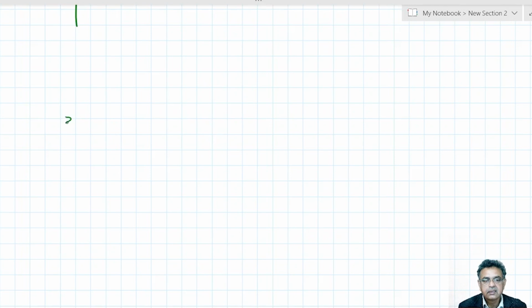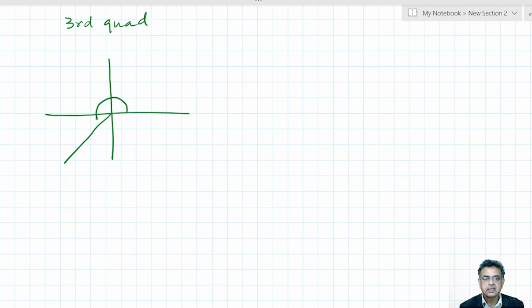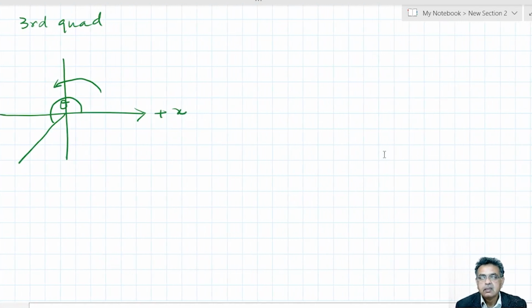In third quadrant, if a line is making an angle in third quadrant, this one, so this is the angle with positive x-axis and anti-clockwise. So this will be theta, positive angle. Okay, next that will be fourth quadrant.